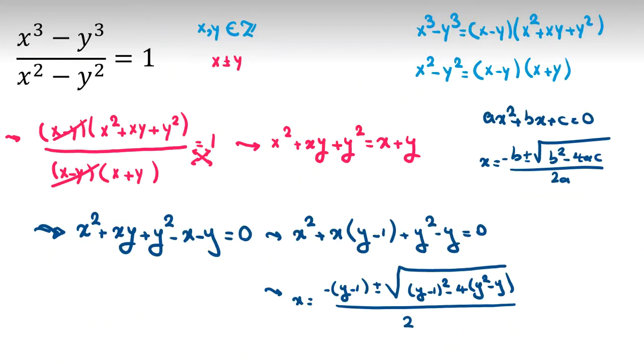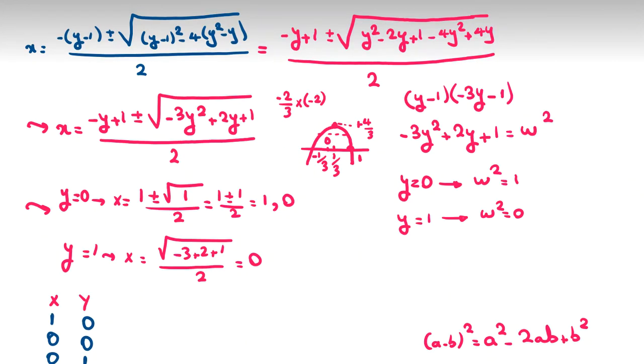Let's check the main equation: (x cubed minus y cubed) over (x squared minus y squared) equal to 1. We know (0, 0) is impossible because the denominator will be 0. (1, 0) is okay. (0, 1) is also okay. So we found two answers for this problem.